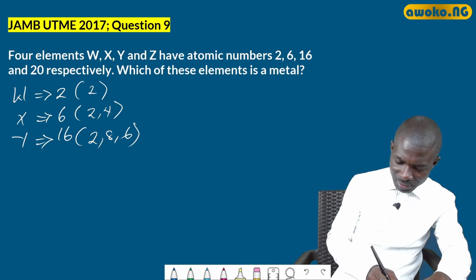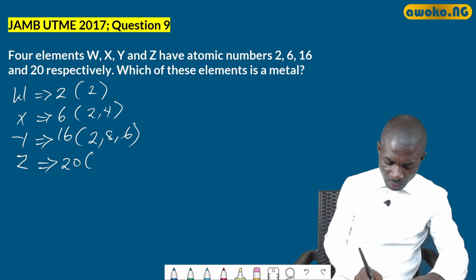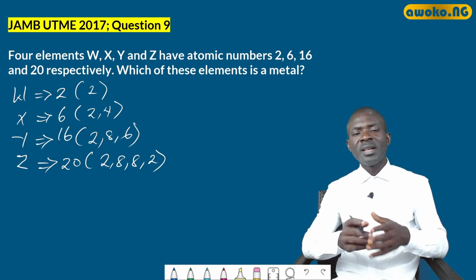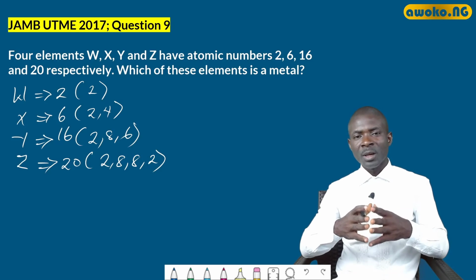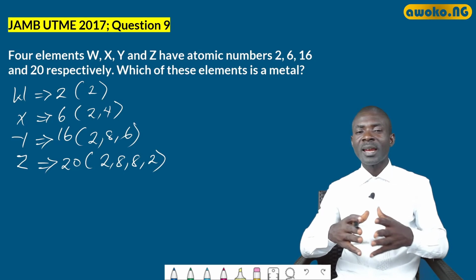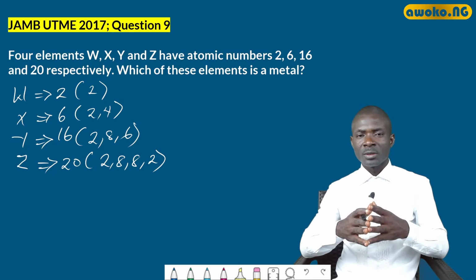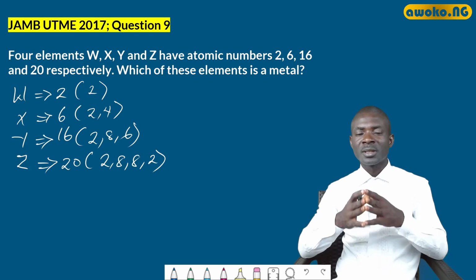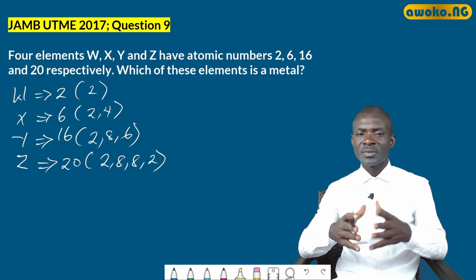So let's look at the last element here, identified with the letter Z. It has 20 electrons, with atomic number 20. Here it can be distributed as 2, 8, 8, 2. So this clearly indicates that element Z is a metal belonging to group 2, which is called the alkali earth metals. Alkali earth metals are found in group 2 of the periodic table, and this element is calcium. So we can conclude from this question that element Z is a metal, while the rest of the elements are not metals. That is very simple, is it not?